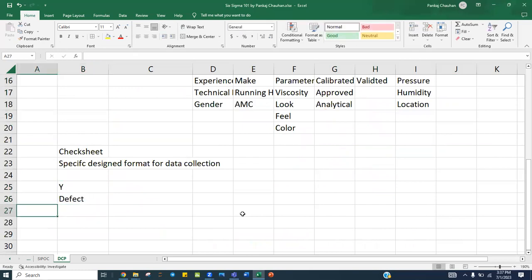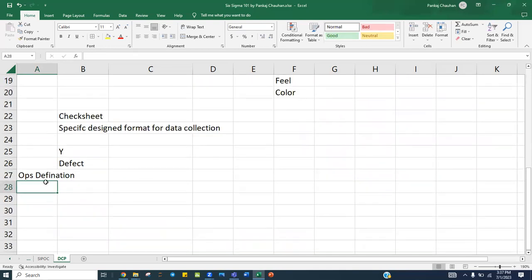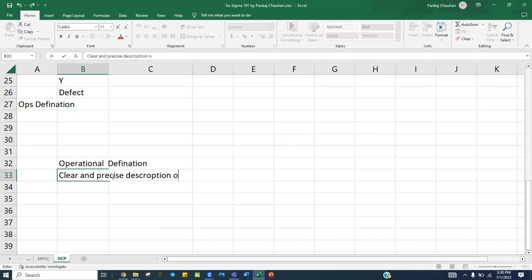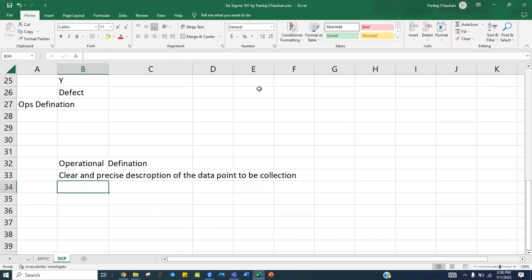So you have to write an operational definition of this. Let me explain what the operational definition means. An operational definition is a clear and precise description of the data point to be collected. Whichever data you are going to collect, it should have a very clear and precise description. That is your operational definition.